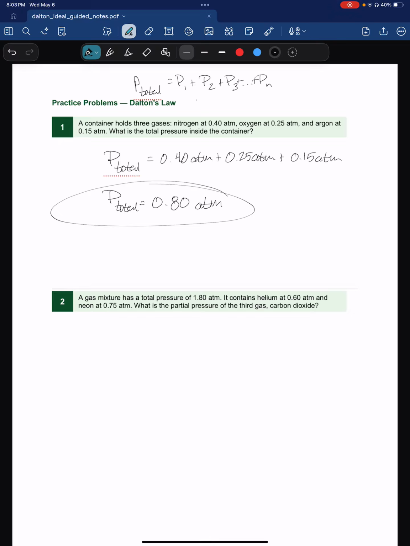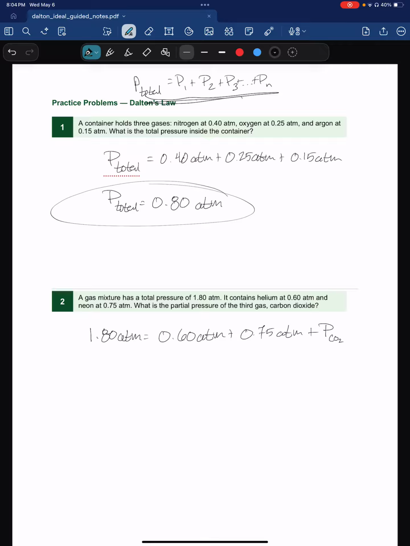A gas mixture has a total pressure of 1.80 atmospheres. It contains helium and neon. And so what's the partial pressure of the third gas, carbon dioxide? Again, should be fairly straightforward. We just look up at the top at our handy equation, and we would say, okay, well, we've got 1.80 atmospheres is equal to 0.60 atmospheres plus 0.75 atmospheres plus P of CO2.